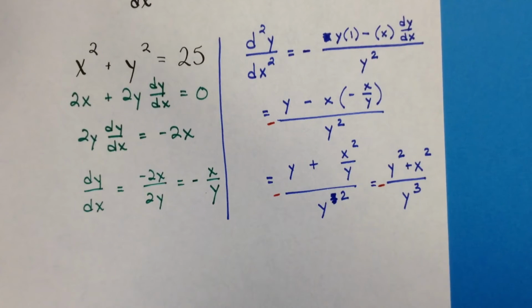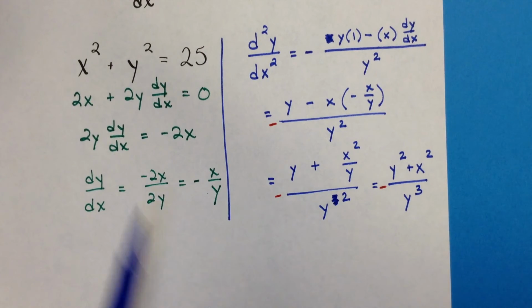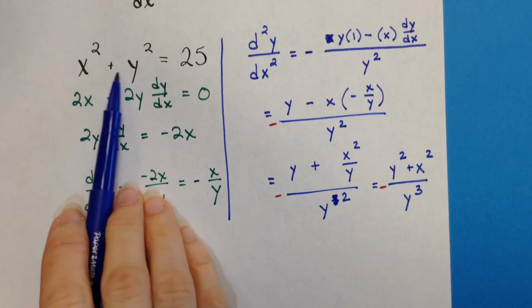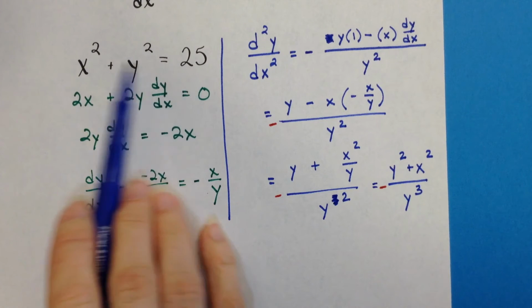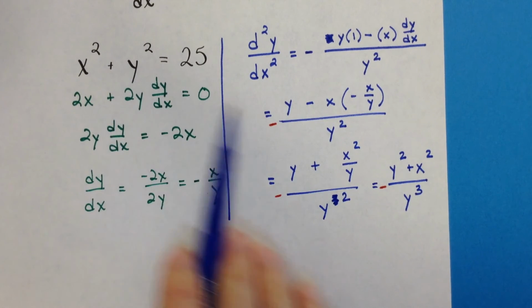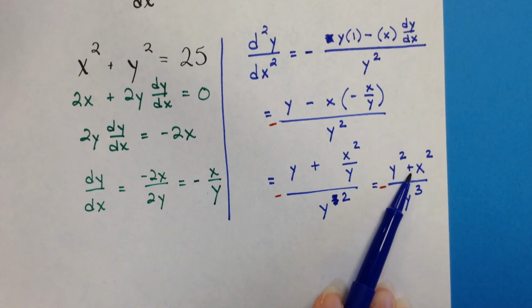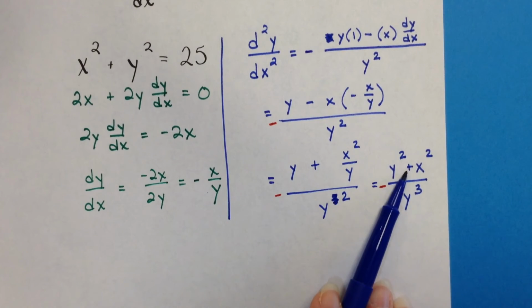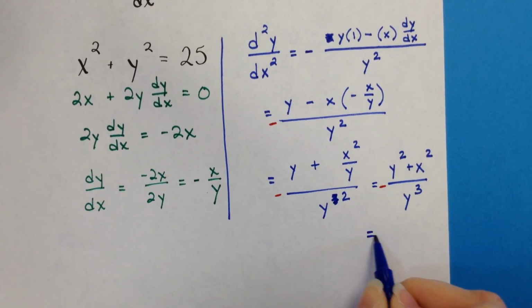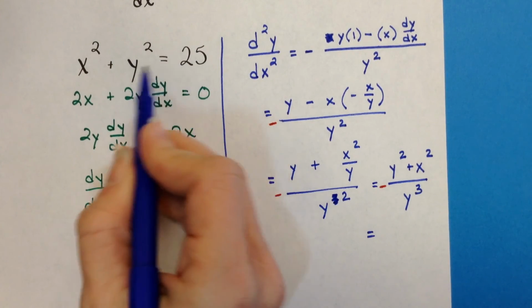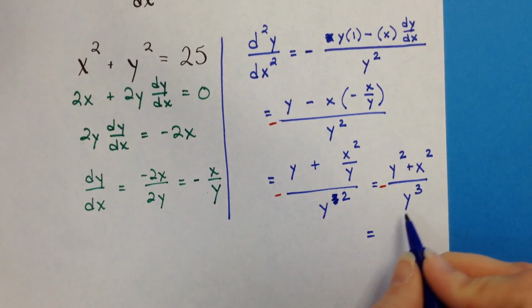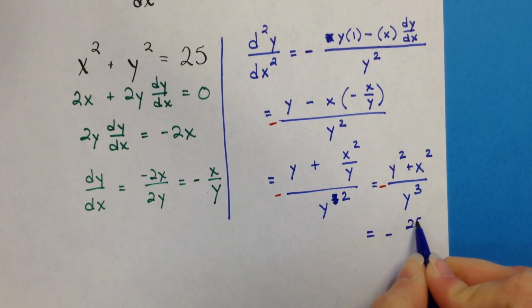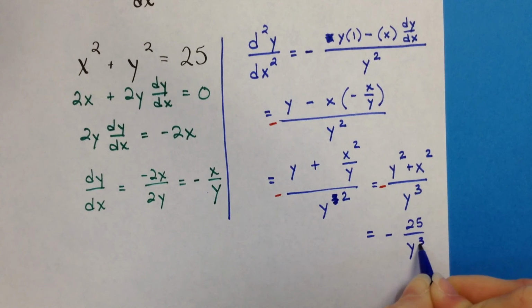All right, last thing that you could actually do on this one, going back to the original, you notice that you have x squared plus y squared equal 25. Of course, x squared plus y squared is what you have in your numerator. It's in reverse order, but it's still addition. It's the same thing. So you would actually be allowed to replace the numerator with just 25 because this states that those are equal to each other. So you would just have negative 25 over y cubed.